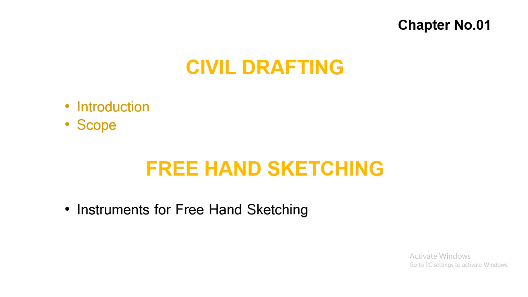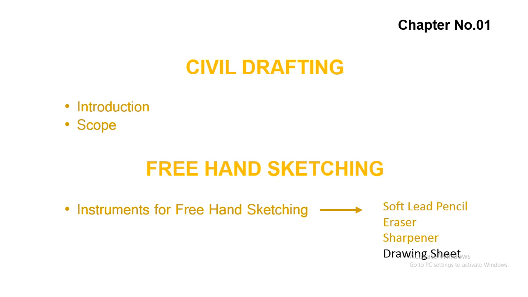Instruments for freehand sketching: number one is a soft lead pencil, number two is an eraser, number three is a sharpener, and four and last, drawing sheet and graph sheet.